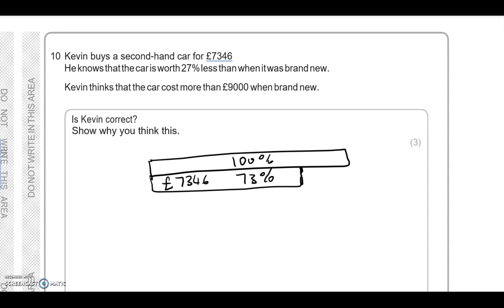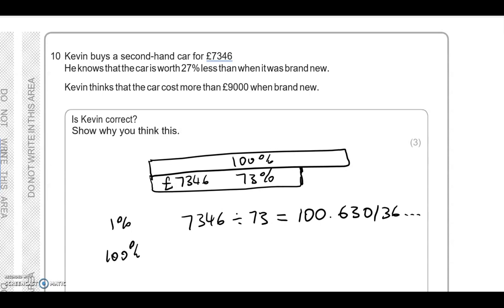We know that. So what we need to work out is the 100% value. As I know that £7,346 is equal to 73%, I can work out what is 1% of this. So I'm going to go 7,346 divided by 73 to get just 1%. And that gives me 100.63036 and so on. Now that is just 1%. I want 100%. So I'm going to multiply this by 100.